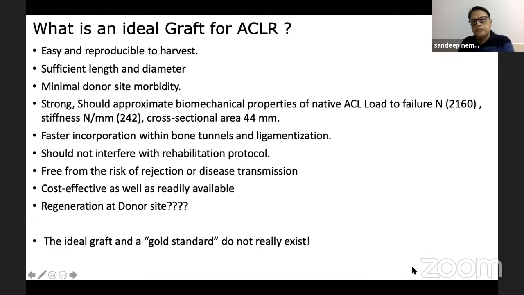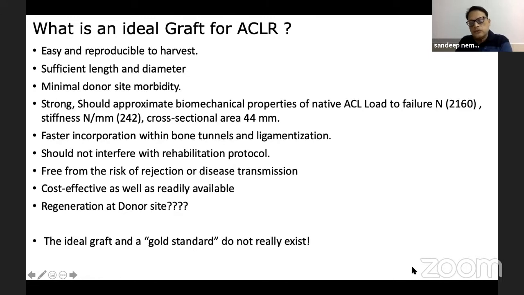Then there should be minimum donor site morbidity. We are going to discuss that as well. Then it should be strong. It should approximate biomechanical properties of the native ACL. Then there should be faster incorporation within the bone tunnels and ligamentization. It should not interfere with the rehabilitation protocol. It should be free from risk of rejection or disease transmission. It should be cost effective and should be readily available.